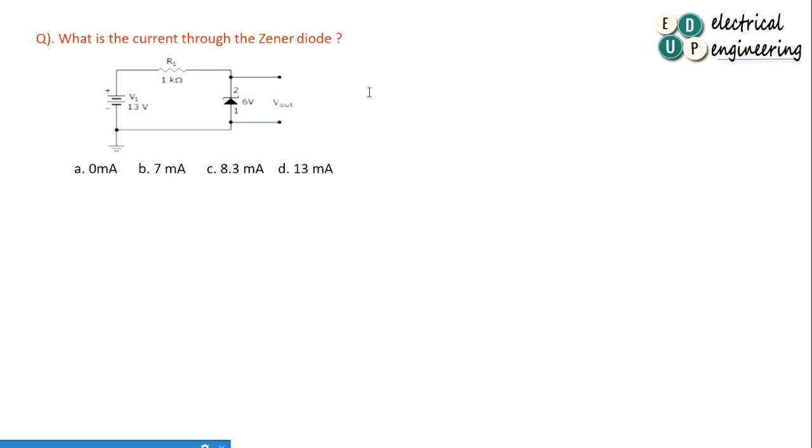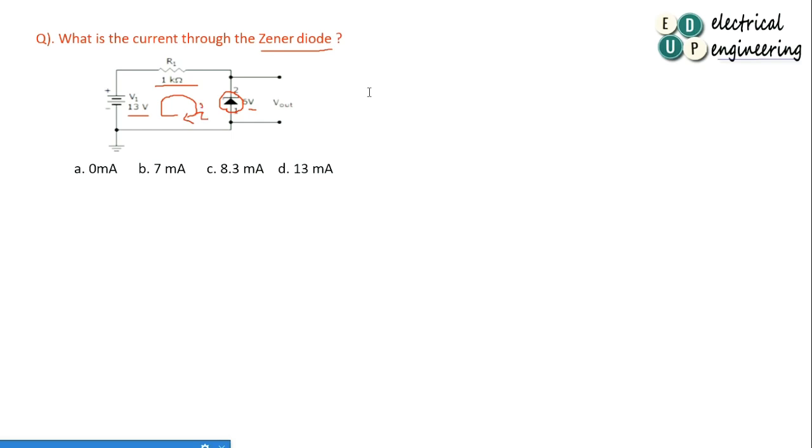Now comes the next question, which is a problem based question. In this question, what is the current through the Zener diode? We have to find the current in the Zener diode. Here the given source voltage is 13 volt, resistance is 1 kilo ohm, and Zener diode voltage is 6 volt. Let us consider that current I flows in this direction.